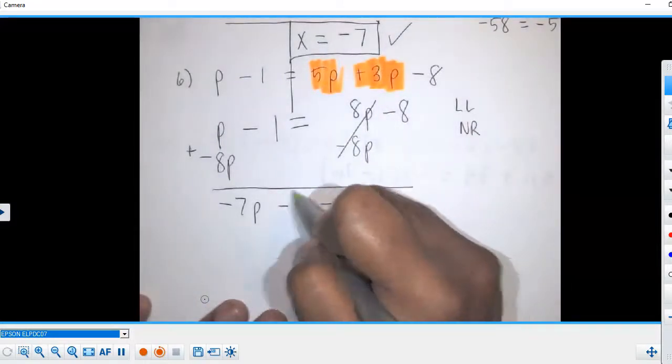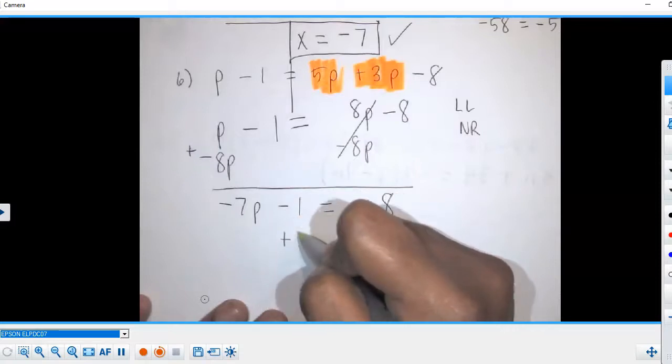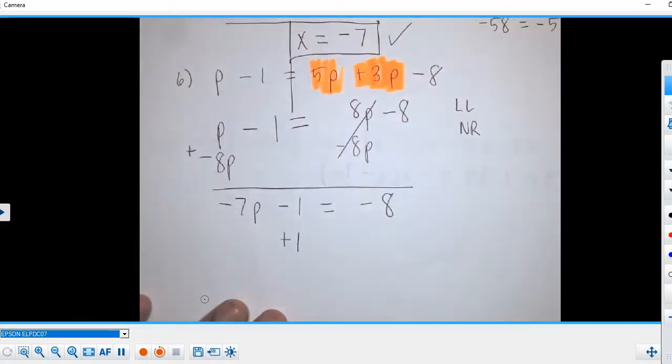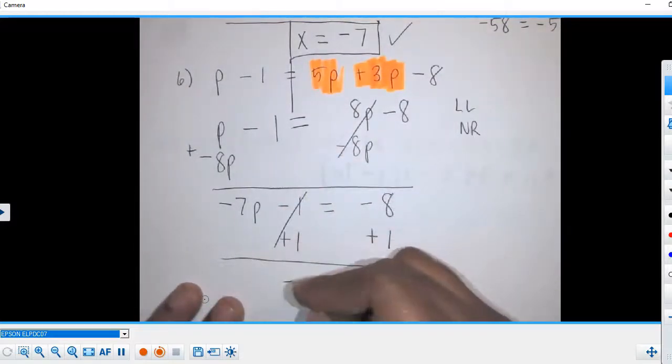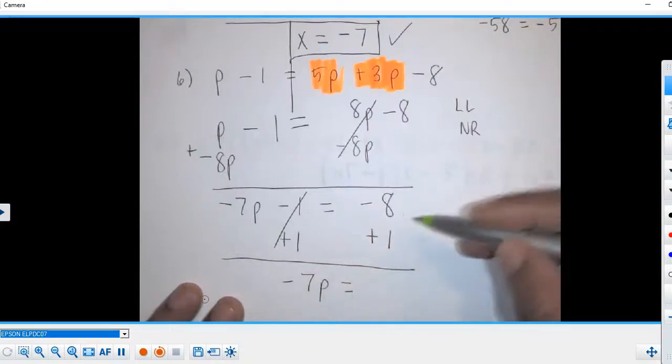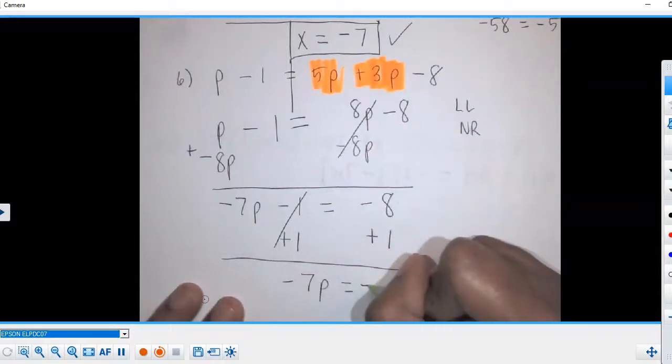So again, I want to move this negative 1, but I got to add 1 here because I want to move it to the right side. Add 1 there. It's no longer on the left. And now we have negative 7p is equal to subtract, keep the sign of the bigger number.